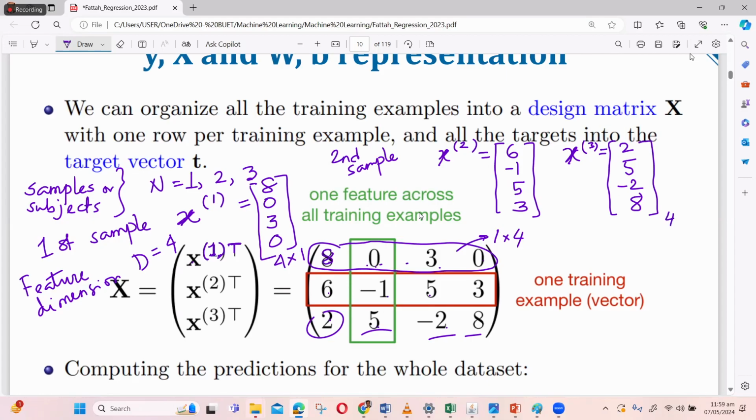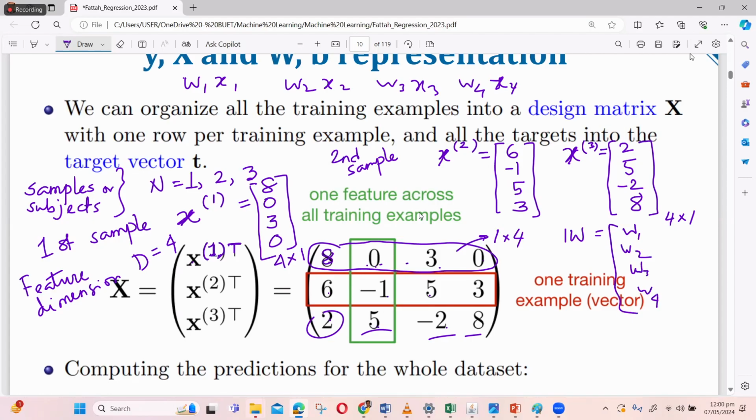So for each feature value, you see the dimension is W2 x2, W3 x3, W4 x4. That means your W should also be like this: W1, W2, W3, W4. And what about your B? So B is actually just, you have to write B here, like this. You can get a Y from this equation.